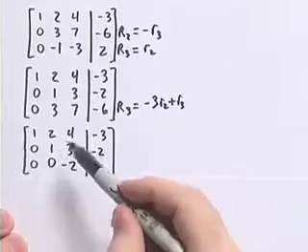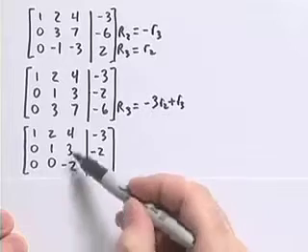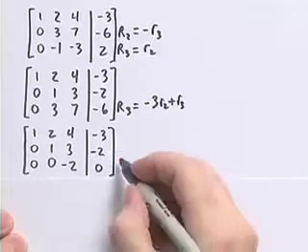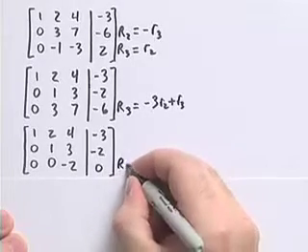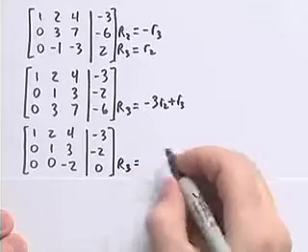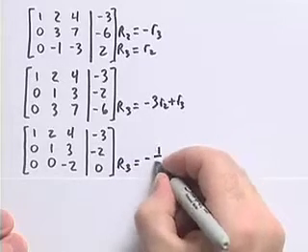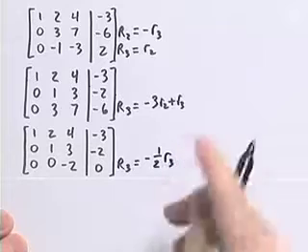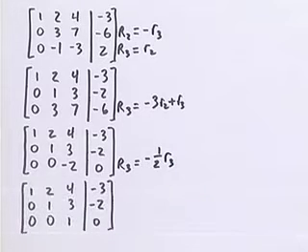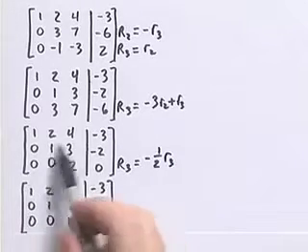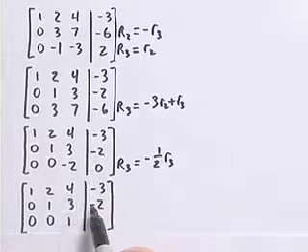The last thing we'd like to do here is to get a 1 in this entry. To do that, we're going to multiply row 3 by negative 1/2. If we perform that operation, we get the following. We did not change the first two rows, so we rewrite them.